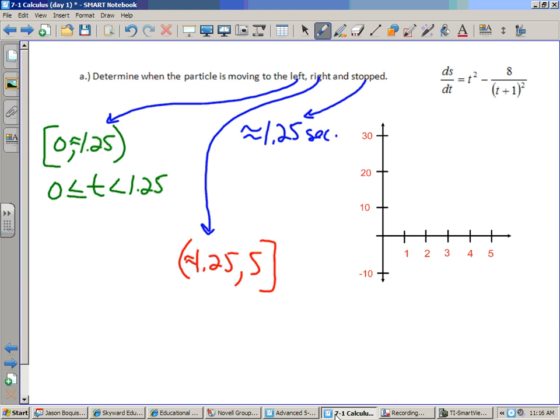Or again, you could have done approximately 1.25. And let's see. Whoops. Like that. Either way is fine. Right. Parentheses means it's not included. Bracket means it is, for those that want to use interval notation. Questions?